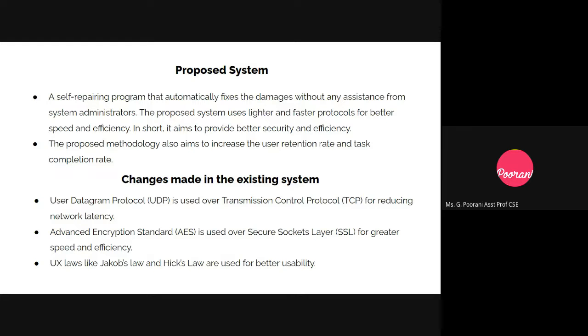Yes, you should not write the heading as changes made in the existing system.